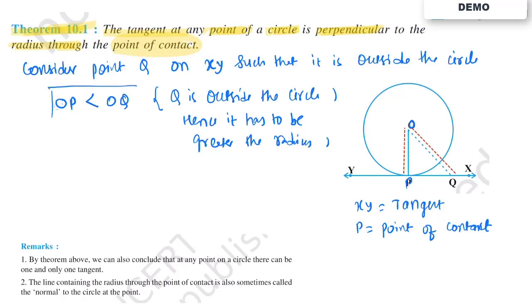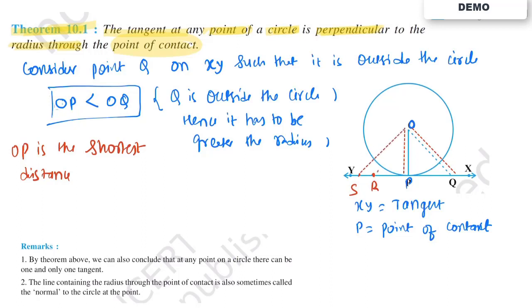And after this point, OP is less than OQ. You can very easily say that OP is the shortest distance. And you can take any point, R, S, wherever you take the point, that is going to be larger. So OP is the shortest distance. And we have proved this thing.